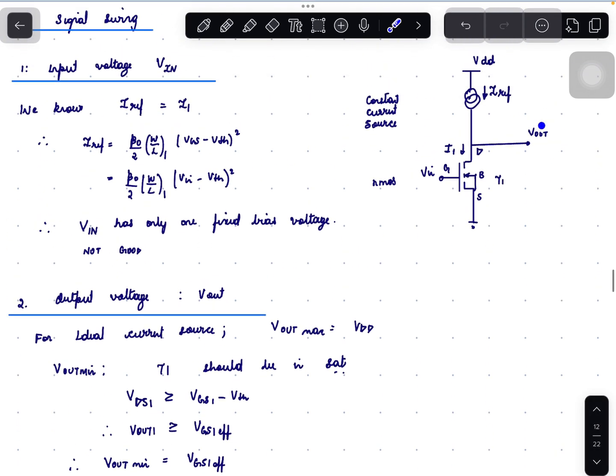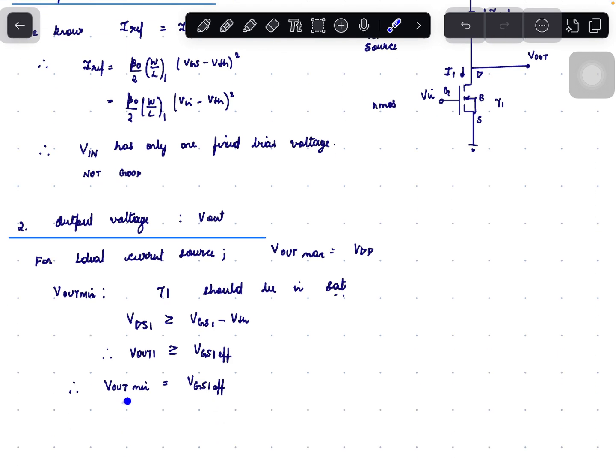Output voltage swing. Vout maximum value can go to VDD, since this is an ideal constant current source. Minimum value of Vout cannot go to ground because the transistor T1 has to be in saturation. So the condition for saturation is VDS should be greater than VGS minus VTH. So Vout should be greater than VGS minus VTH, that is Vout should be greater than VGS1 effective. This is the condition for the minimum value for Vout.